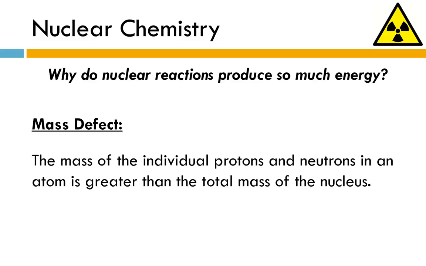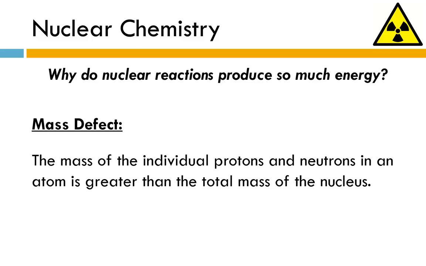We know that the nucleus is made up of protons plus neutrons. How is it possible that if you have a nucleus, the mass of the individual protons and neutrons, separate subatomic particles, is somehow more than the mass of the nucleus itself? This is something we don't generally see in the macroscopic world.